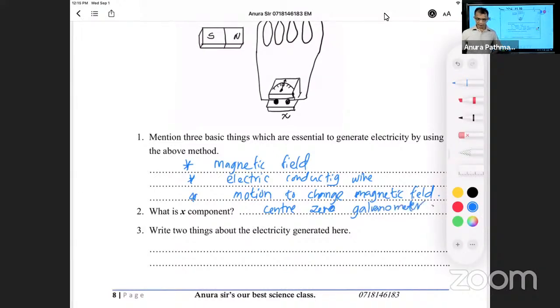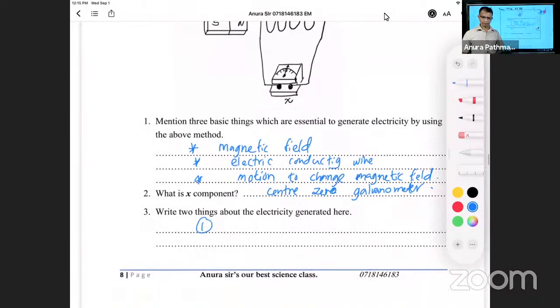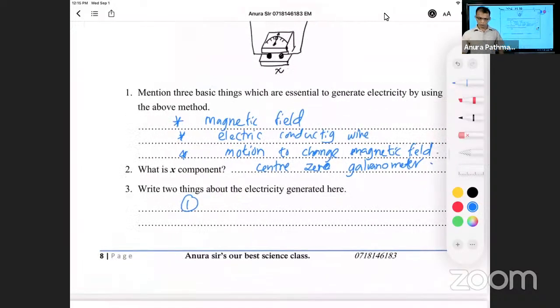Write 2 things about electricity generated here. 1. It is alternate current, not alternative. Alternate current. Second, not direct current.